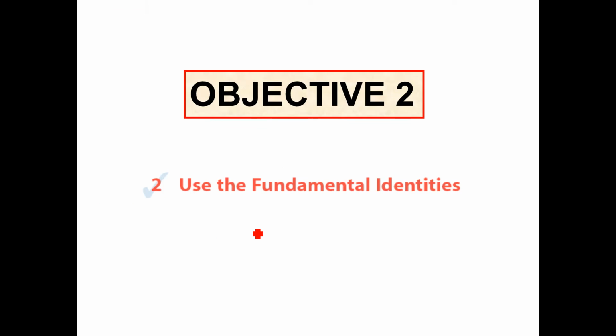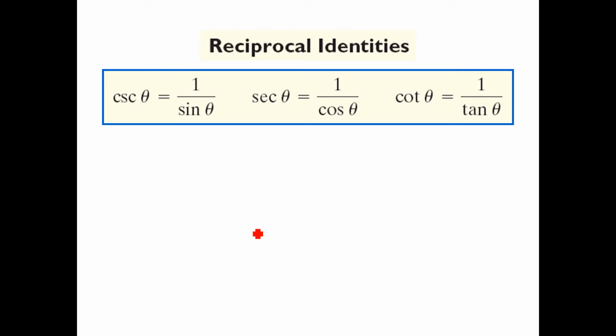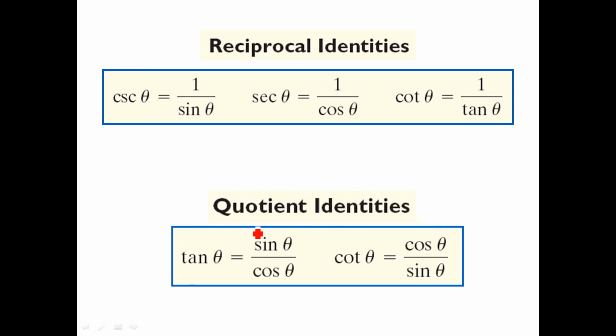Second objective, we're going to use the fundamental identities, and we'll use those to solve triangles as well. So we know these already. Cosecant is the flip of sine, secant is the flip of cosine, cotangent the flip of tangent. But we can also add in here that tangent is sine over cosine, right? Because if we have sine as opposite over hypotenuse and cosine as adjacent over hypotenuse.